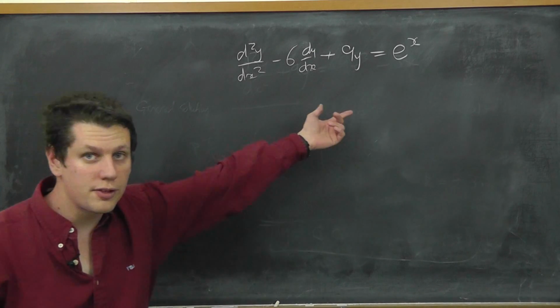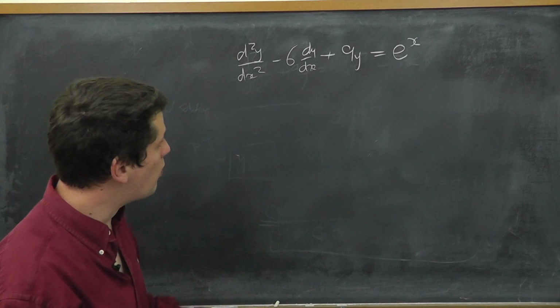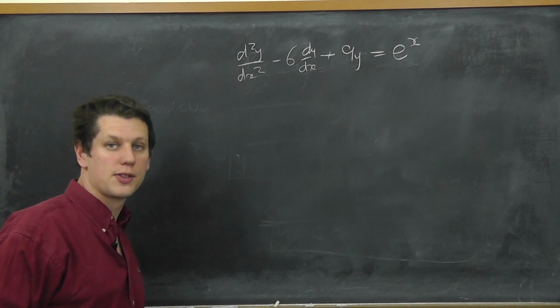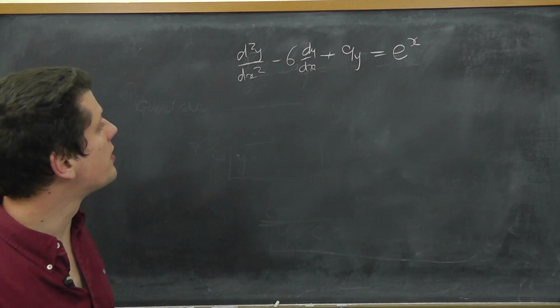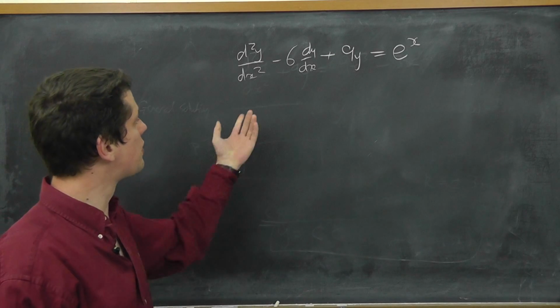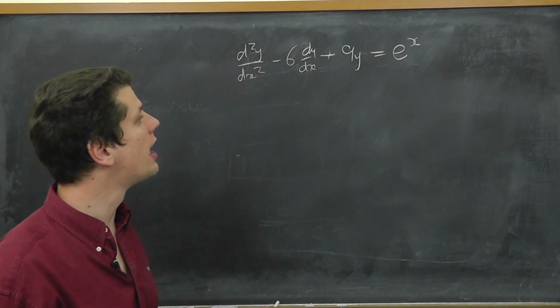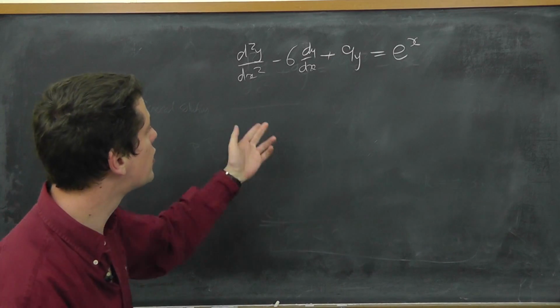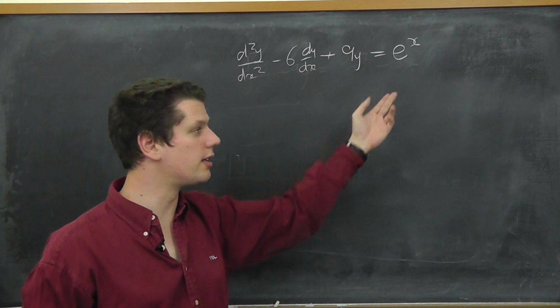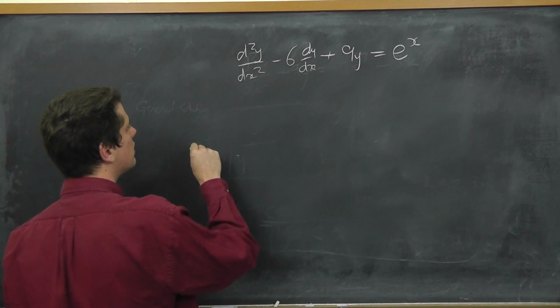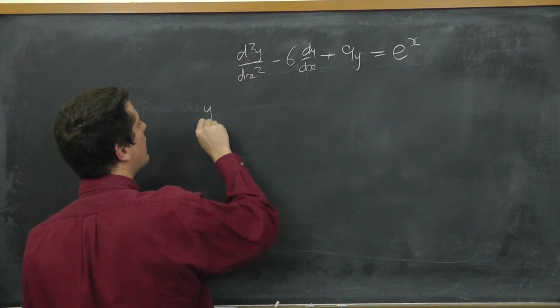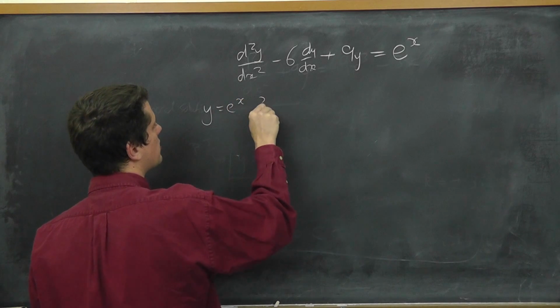Now, this is very different. We have an exponential function on the right-hand side, but the idea for solving it is the same. In order to find our one solution, our particular integral, it might be a good idea to try something pretty similar to the right-hand side. So let's try y equals e to the x.